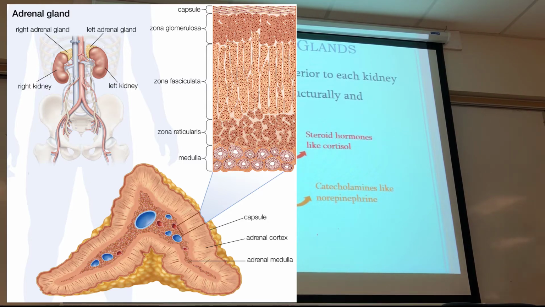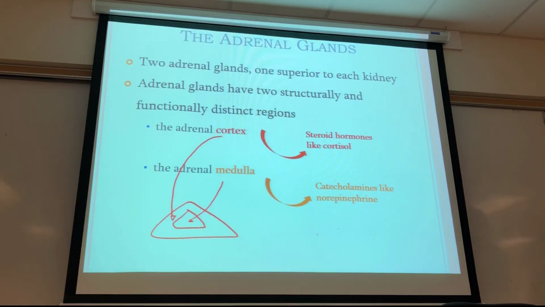So cortex being like the cerebral cortex, the outer layer. Medulla being like the medulla oblongata, which is inside. And these two different regions are going to create two different types of hormones. And those hormones, you can see, if you look at the term cortisol, kind of has the term cortex in it. So we're going to be looking at different corticosteroids.